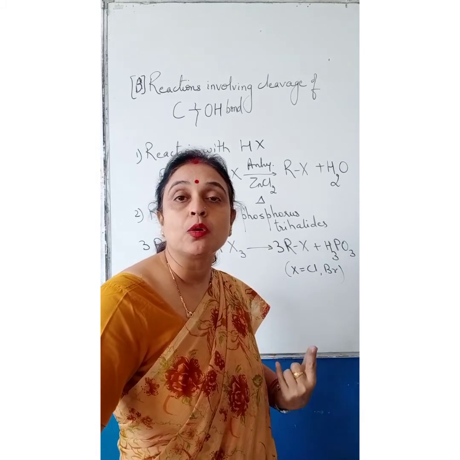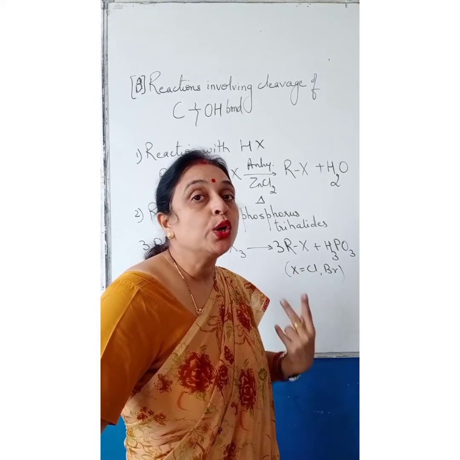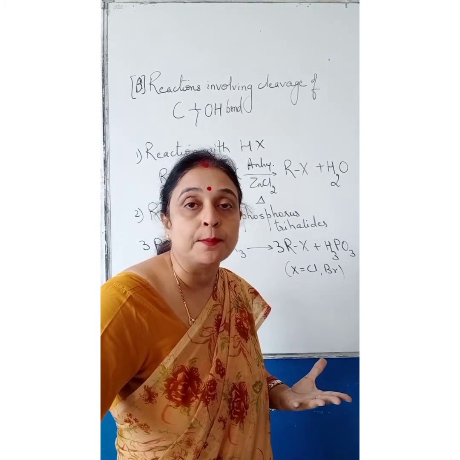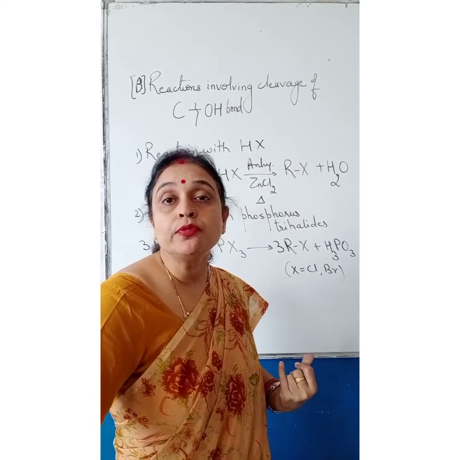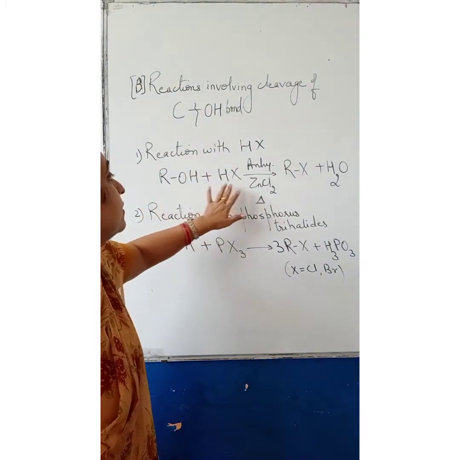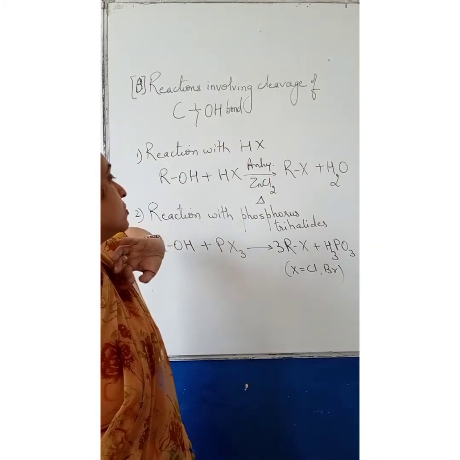So 3 degree alcohol basically gives turbidity immediately. 2 degree alcohol forms turbidity after some time, whereas 1 degree alcohol does not form turbidity at room temperature. So here we are getting an alkyl halide and water when we treat it with hydrogen halide.